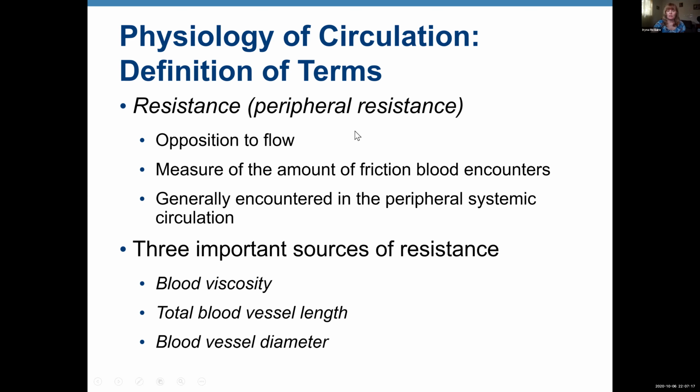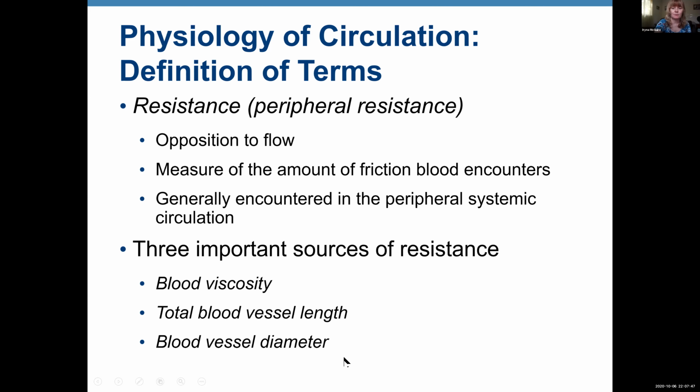Now, what is resistance? Resistance is opposition to flow, and it's a measure of the amount of friction that blood encounters while moving through blood vessels, generally encountered in the peripheral systemic circulation. The three main sources of resistance are blood viscosity, total blood vessel length, and blood vessel diameter.